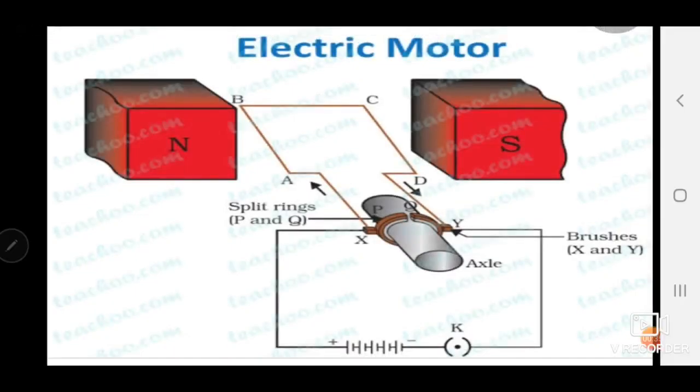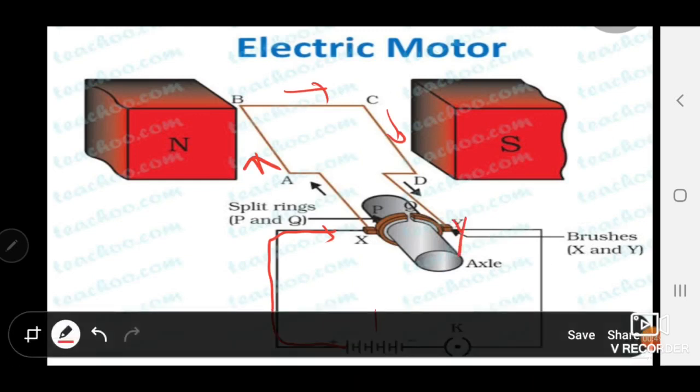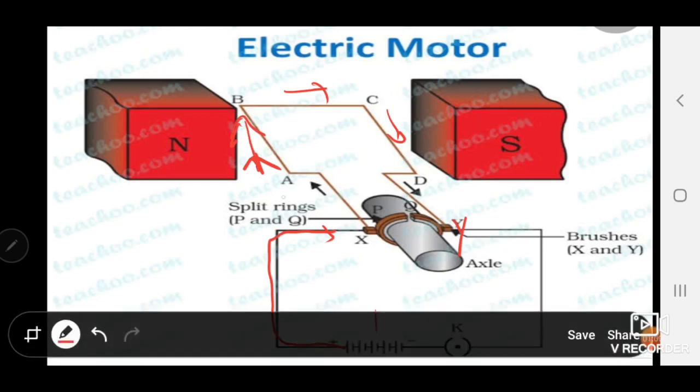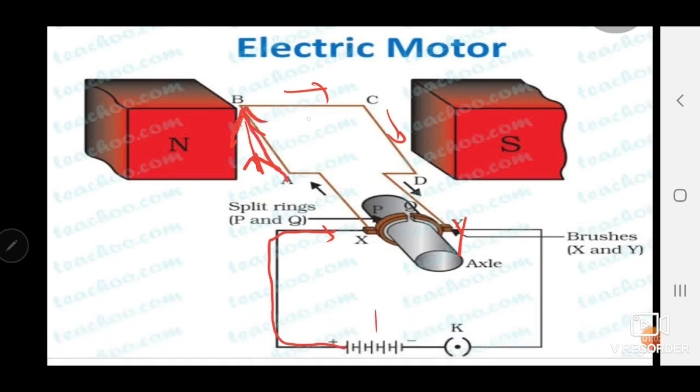So once again, the current starts to flow in this direction as it enters from X and it moves along the ABCD direction and it flows back through Y. Now the current in the arm AB flows from A to B and then B to C and C to D. So that means now the current flows from A to B and C to D.